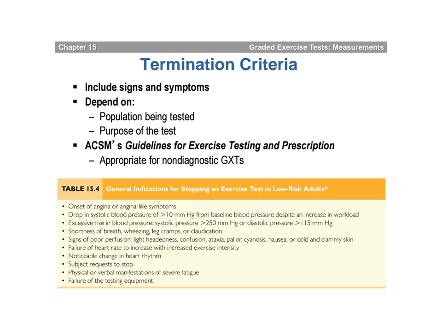Another possibility is failure of the heart rate to increase with increased exercise intensity. Remember, the heart rate should be linear with exercise intensity. And so if it doesn't continue to go up linearly and it's sort of plateauing, that means the person's already reached their maximal heart rate. They can't go up any higher, and you should certainly stop at that point. A noticeable change in heart rhythm would be another thing. If the subject requests to stop, that means they should stop. Physical or verbal manifestations of severe fatigue, and of course, failure of the testing equipment. So all these things would indicate you should end the test.